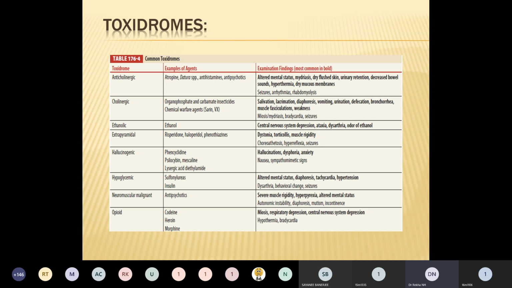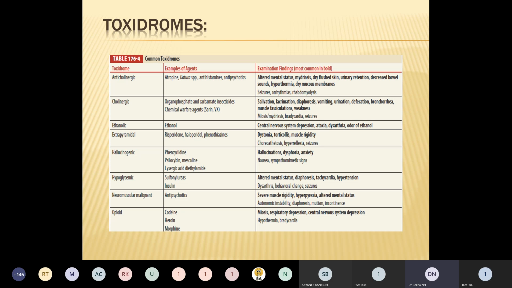Then with ethanol consumption or central nervous system depression, the patient can have ataxia and dysarthria, and an odor of alcohol, that is ethanol breath, will be there. Apart from this, the patient can have involvement of the extrapyramidal system, mainly with haloperidol or risperidone.